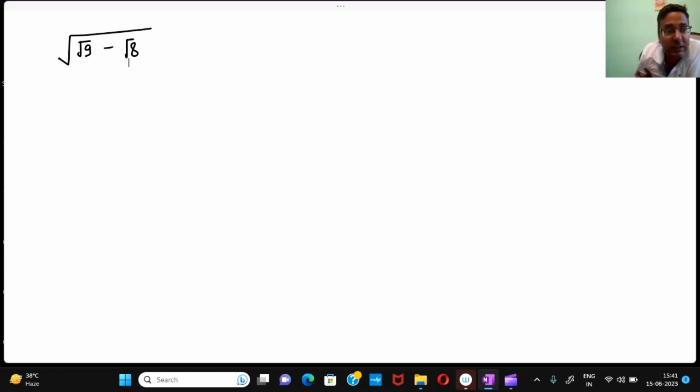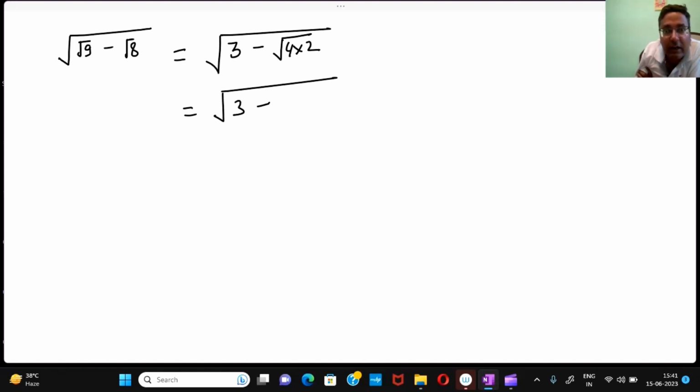Now the question is: the square root of (square root of 9 minus square root of 8). You need to solve this. For this we write it as, we know that root of 9 is 3 and we can write 8 as 4 times 2. Now we can write 3, and the square root of 4 is 2, and this is 2 root 2. Now you need to find the square root of 3 minus 2 root 2.